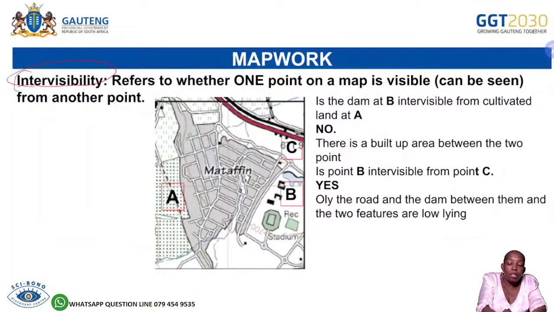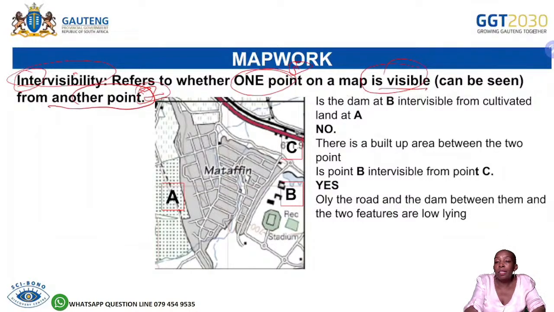So are you able to see one point from another? So one point on the map, is it visible from another? Can you see there's point 1 and then there's point 2. Between point 1 and point 2, we are looking at whether this point is visible or not visible. Can you see this other point from the other?